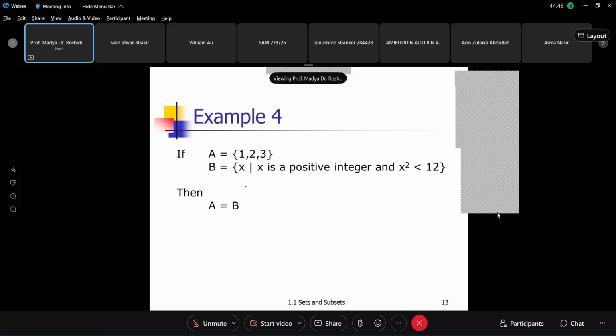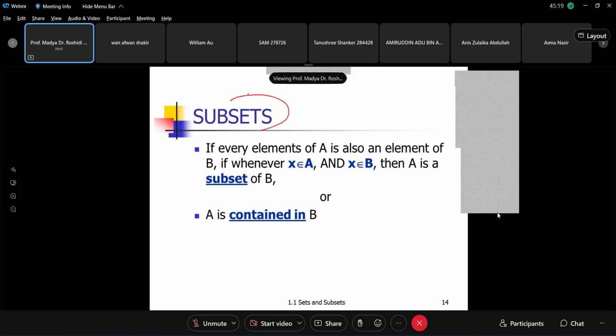Okay, example 4. If A is straightforward 1, 2, 3, but B we describe through a description. It's a positive integer and x squared less than 12. Actually, this operation will be like 1, 2, 3. So actually it's equal. Okay, so far okay, class?